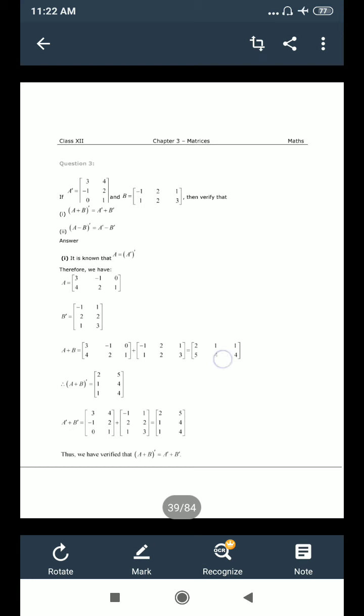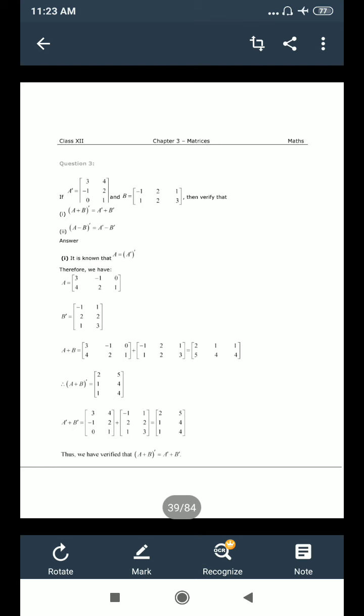Add the corresponding elements, you will get this matrix. Now you take the transpose of this. So convert the first row into the first column, the second row into the second column. You have (A plus B) whole transpose. Now you add A transpose and B transpose. This is A transpose and B transpose. So on adding A transpose and B transpose, you are going to get this thing. So both are equal. So in this way, we can say (A plus B) transpose is equal to A transpose plus B transpose.